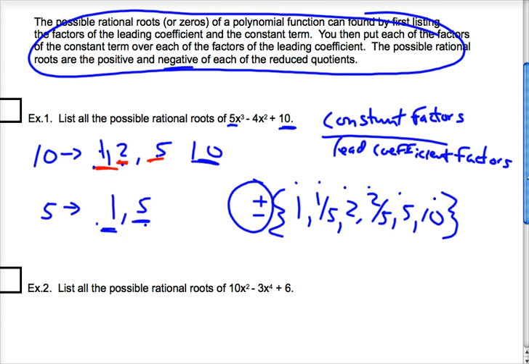This problem I didn't have you show which ones, or if any of these actually work. We'll do that on the next problem. So on your test, you're just going to have to simply list all the rational roots just like this, and the answer would be plus or minus 1, 1/5, 2, 2/5, 5, 10.